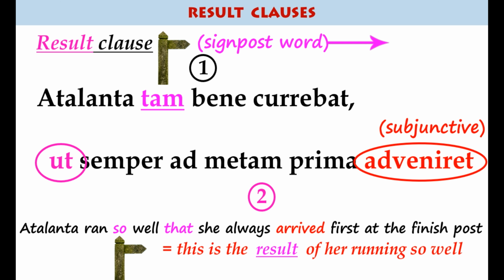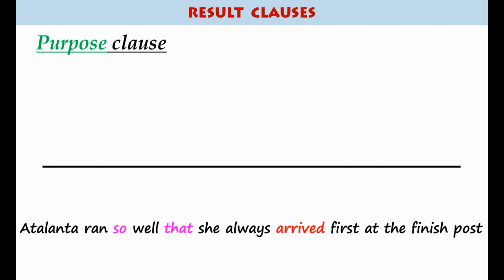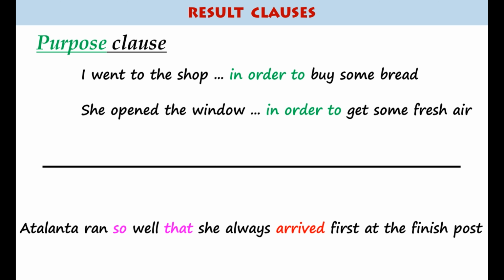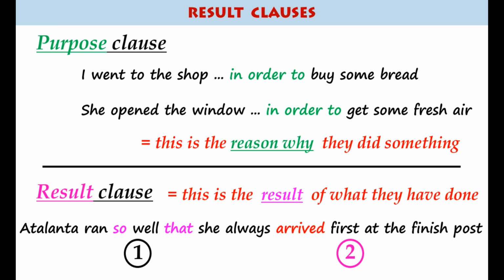So what you've got in a result clause is something rather different from a purpose clause. A purpose clause explained why somebody did something. That was the purpose of why they did it. I went to the shops to buy some bread. She opened the window in order to get some fresh air. But a result clause is, as it says, the result of the first action. It's not an intention or a purpose, it's a result. And so the first half will always have something like so much or such a big or in such a way that the second half is the result of that.